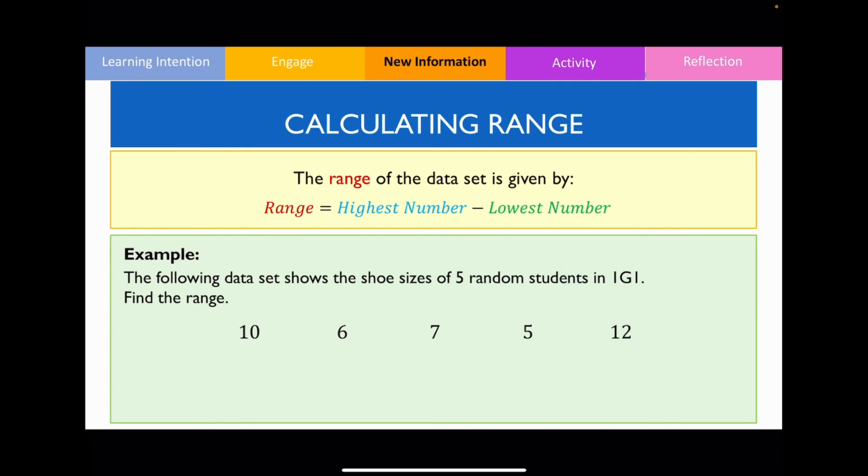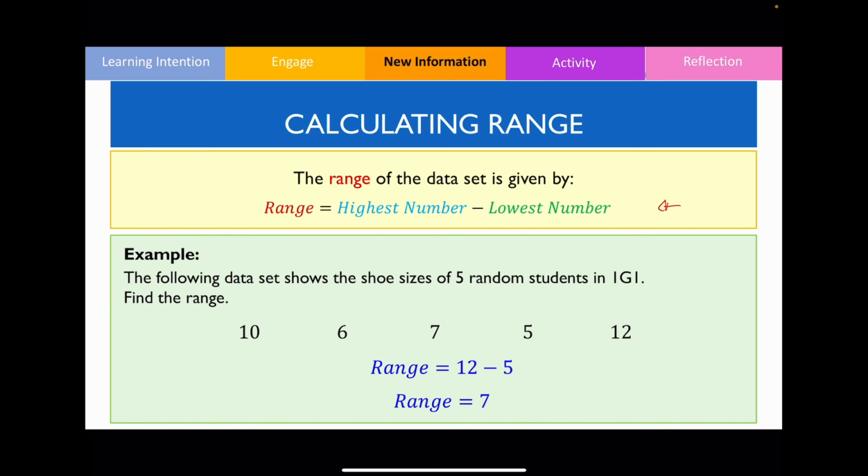The last thing that I want to show you is how we calculate the range. So the range tells us how varied or how scattered the numbers are within the data set, and this can be obtained by using the following formula over here. So we're going to find out what is the highest number, and we're going to subtract the lowest number in the data set. So in this example over here, the highest number is going to be 12, the lowest number is going to be 5. So if you go 12 minus 5, that is equal to 7.